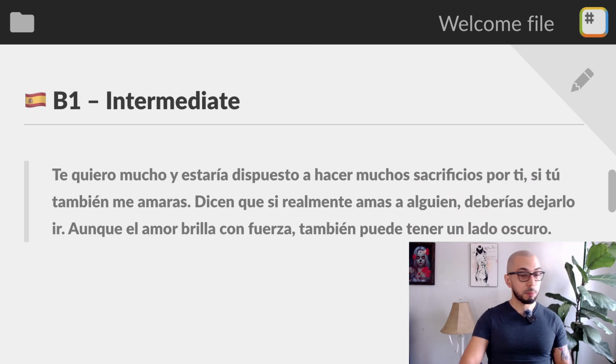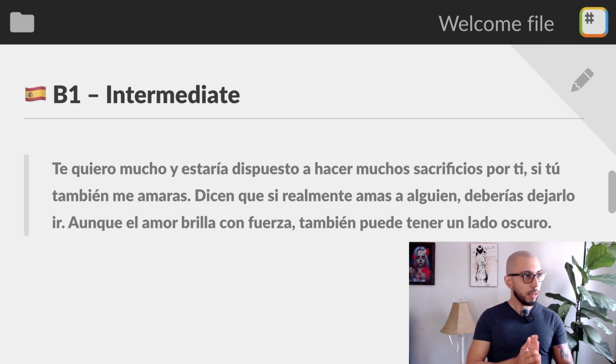So let's jump to the B1 level, intermediate. This is where I think we're going to see a jump in the level of sophistication of the use of the Spanish language. So our English sentences get translated into te quiero mucho y estaría dispuesto a hacer muchos sacrificios por ti, si tú también me amaras.